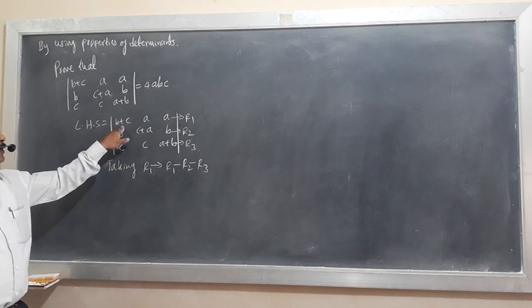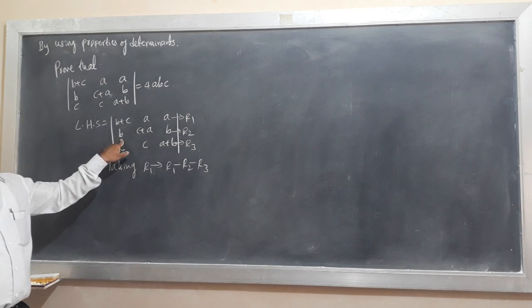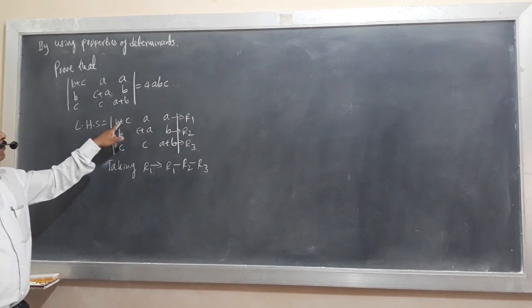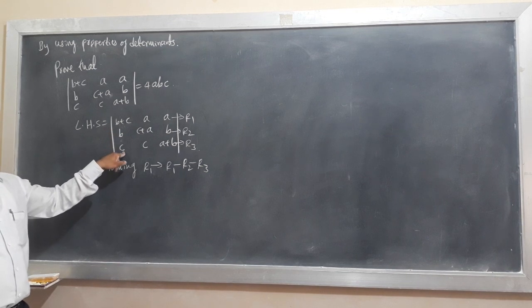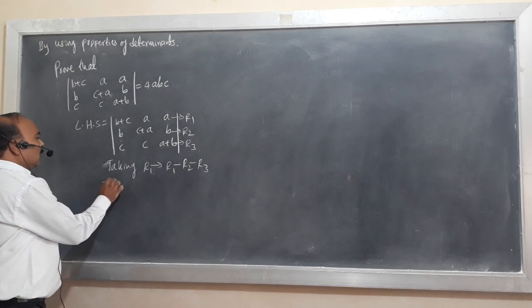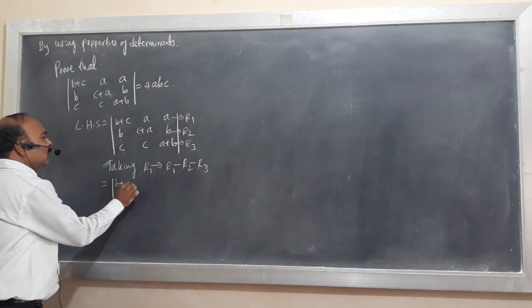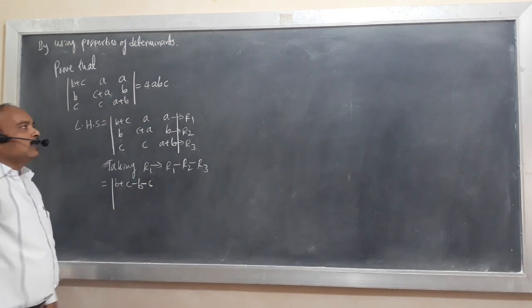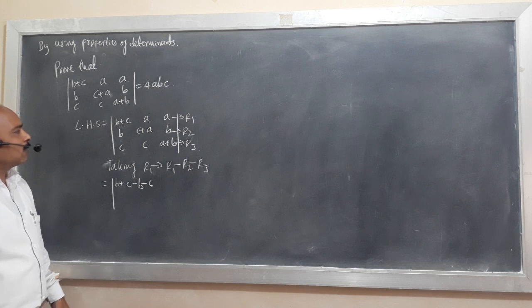Because R1 is B plus C, minus R2 means minus B, minus R3 means minus C, we get B plus C minus B minus C. Is it 0? Yes. For that reason we are taking this transformation. So we get this B plus C minus B minus C. It is R1 minus R2 minus R3.